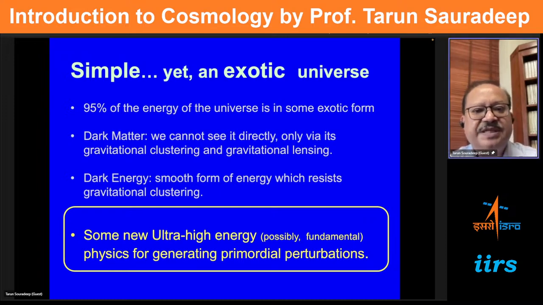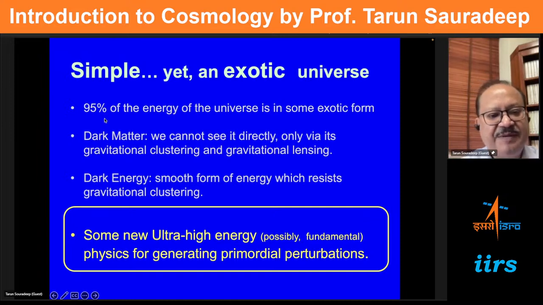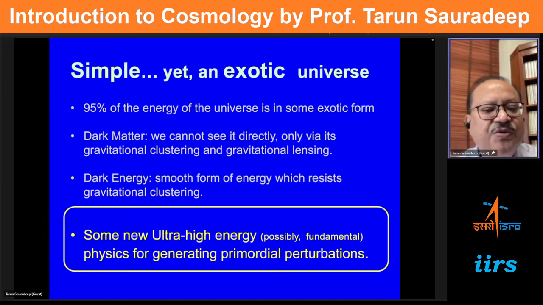So there's dark matter. We cannot see it directly, but we know its presence because it gravitationally clusters. It also bends light, gravitational lensing. Dark energy is a smooth form of energy which resists gravitational clustering. But we need to have both of them in the ratio of 70% of dark energy, 25% of dark matter, and 5% of ordinary matter. Okay? And importantly, since we have inferred all this from the fluctuations imprinted on this plasma screen, we also know something must have caused those fluctuations in the first place. And there is some ultra high energy physics that we still need to understand for generating these fluctuations in the first place.